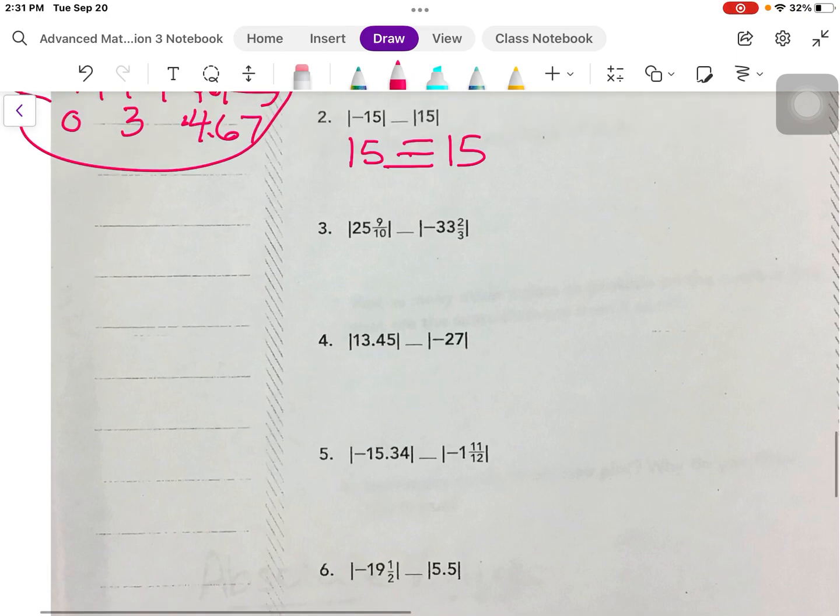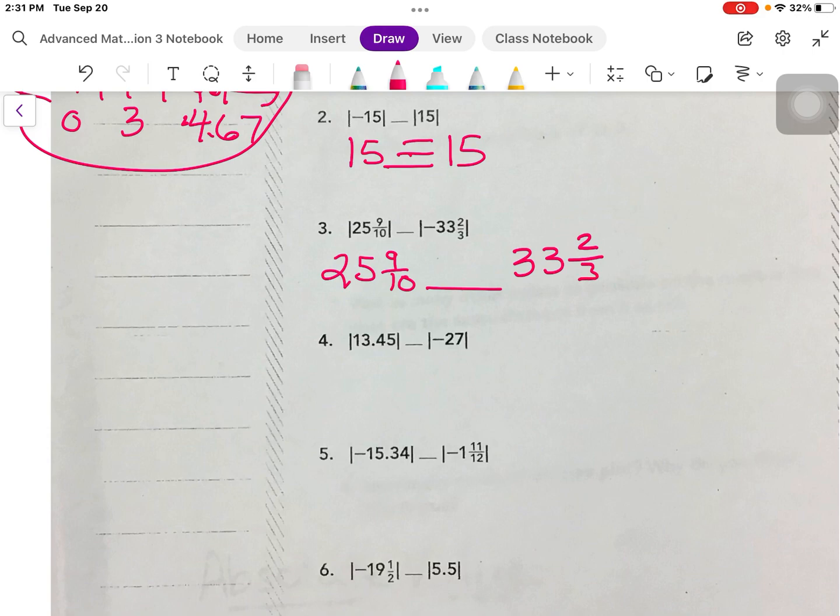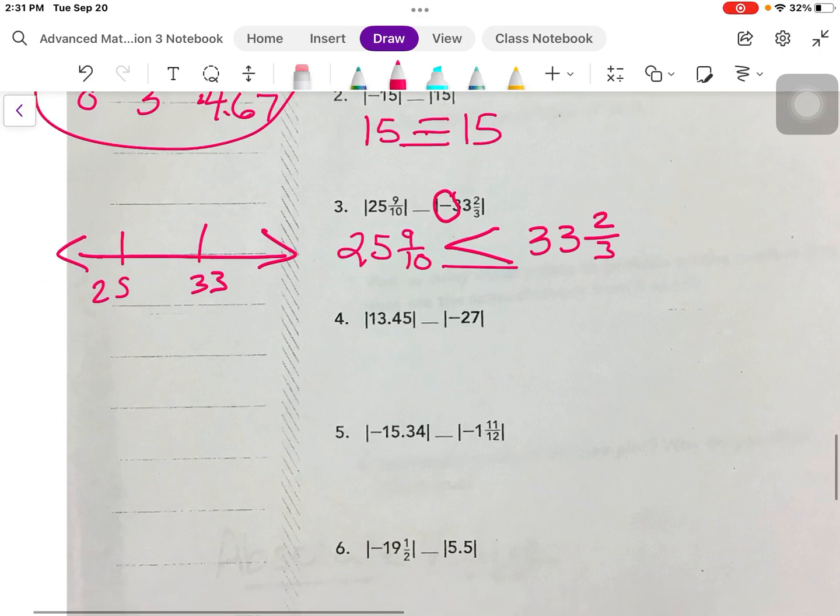All right, hopefully you paused it and you tried them on your own, and now you're checking to see how you did. So let's see, the absolute value of 25 and 9/10, how far away is it from 0? It is 25 and 9/10 away from 0. Absolute value of a -33 and 2/3, how far away is it? It's 33 and 2/3 away from 0. And when I compare those on a number line, I know 25 is going to come before 33, so I know 25 is less than. Hopefully you didn't get fooled by this negative sign, because remember, absolute value is always positive.